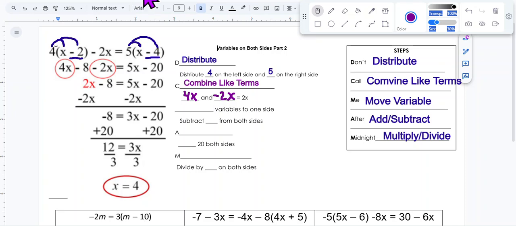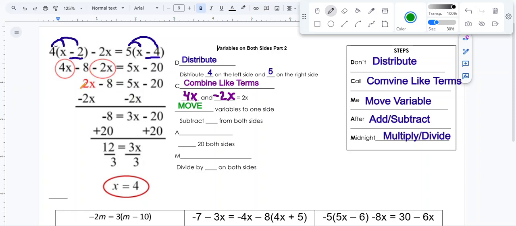My next step is move the variables to one side. Okay, so I see I have a 2x over here and I have a 5x over here. It doesn't matter which one you move. Some teachers will say move everything to the left. Some teachers will say make sure you just don't get a negative. The way they did it is they didn't get a negative. I'll show you the other way here once we're done to show you get the same answer. It doesn't matter which one you move as long as you do it correctly.